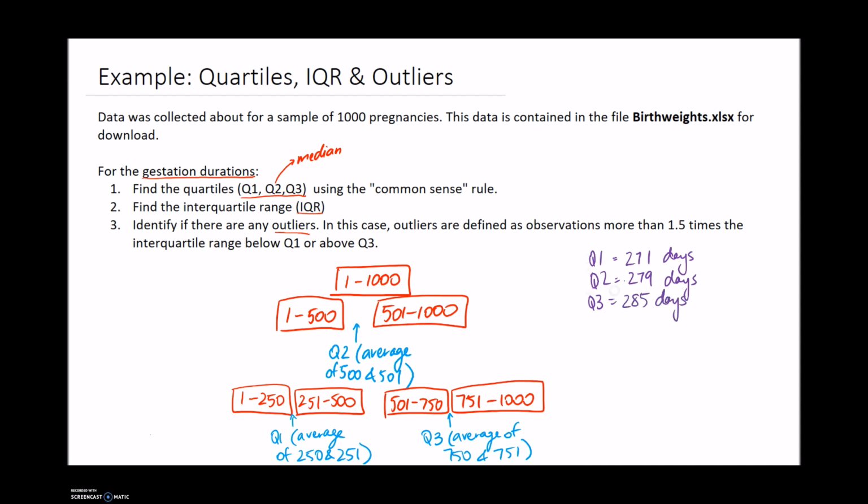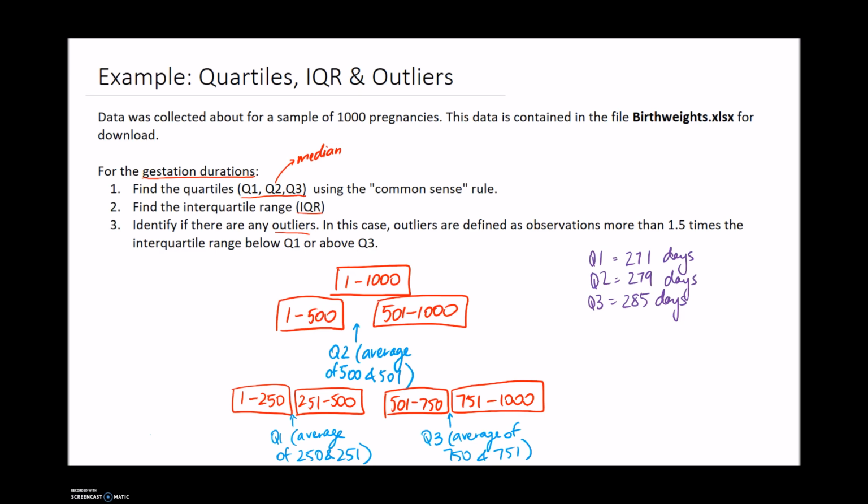So that's our three answers for part 1 of this question. Just be aware that what we've just done here was the common sense rule. There are other ways of calculating Q1, Q2 and Q3, however they can get slightly differing results because they use slightly different rules to calculate it, so just be aware.